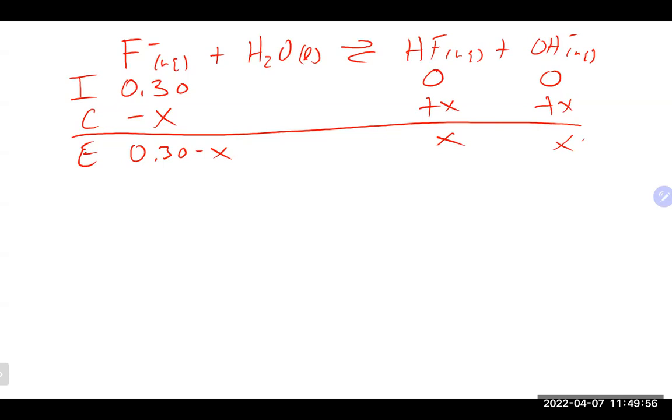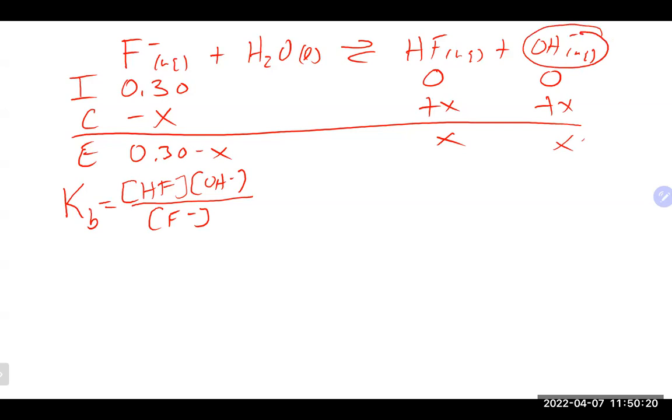We're then going to put this into our equilibrium expression, which would be our HF times OH minus divided by our F minus. What type of K is this? This is a Kb. Again, I know it's a Kb because I see hydroxide here, which tells me it's basic, and I should definitely be using a Kb value in this particular calculation. Any questions on that?